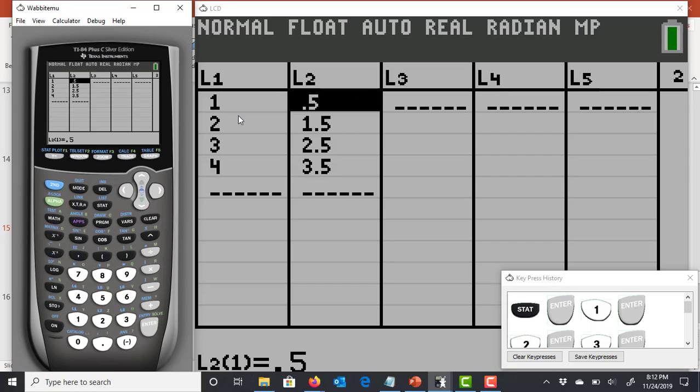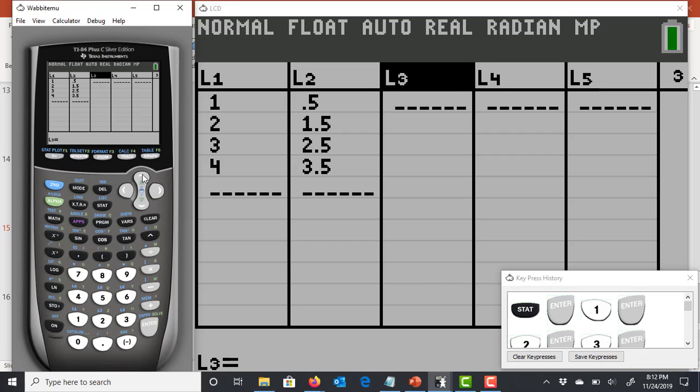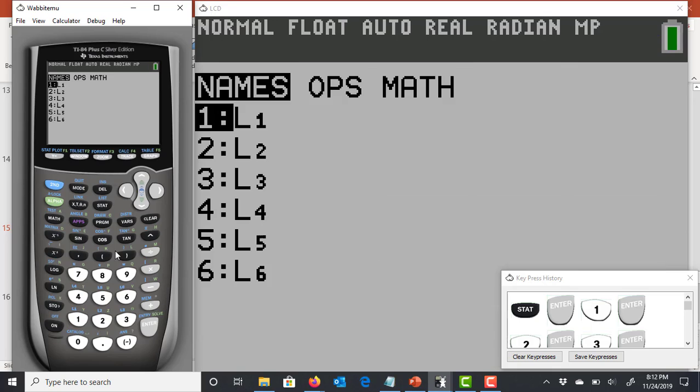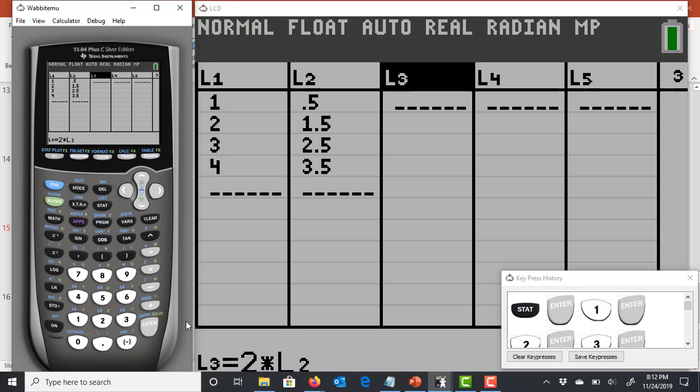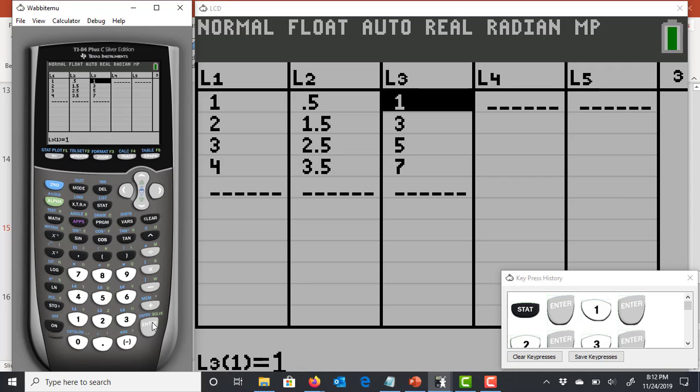Then for L3, let's move over to there, navigate up to that. We can then, for this one, take the value of L2 and multiply that by 2. So we would have 2 times, again, second stat, and we want L2 this time. And again, hit enter. And we could get each of those function values.